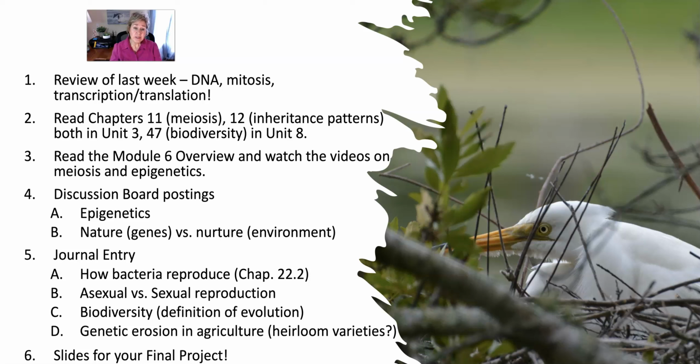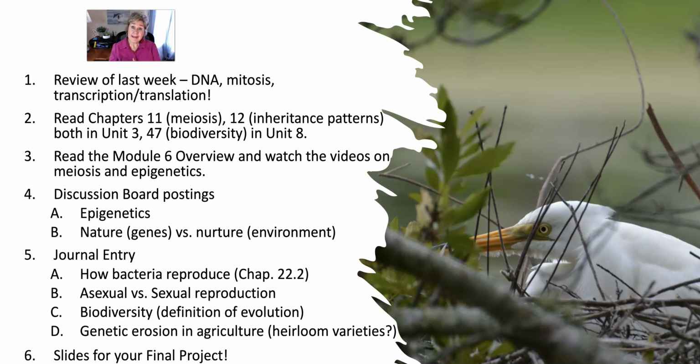Take a look at your chapters 11, 12, and 47. Chapter 11 is about meiosis, and this is where you have nuclear division, where you make haploid cells. That means they have one copy of each trait. And for human beings, this is done when we make our sex cells. Now, this is different depending on your species, because you get into some of the different mosses and even ferns and fungi and other organisms, and they don't do meiosis the same way that we do.